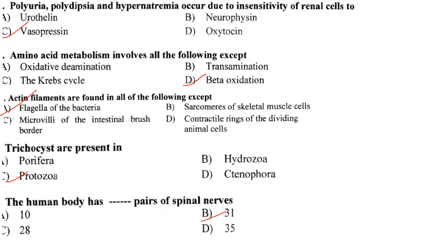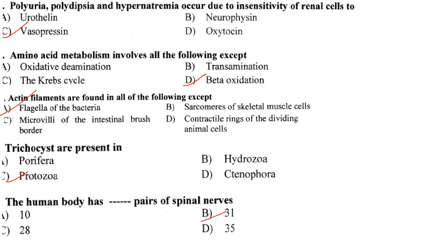The next one, polyuria, polydipsia, hypernatremia occur due to insensitivity of renal cells to vasopressin. Answer is option C. Amino acid metabolism involves all of the following except. So amino acid metabolism involves all of the following except beta oxidation. So answer is option D.